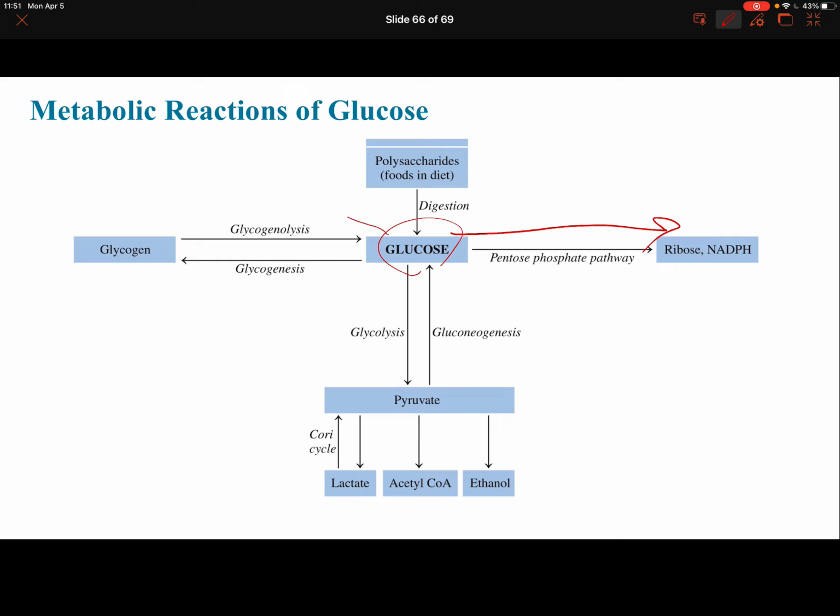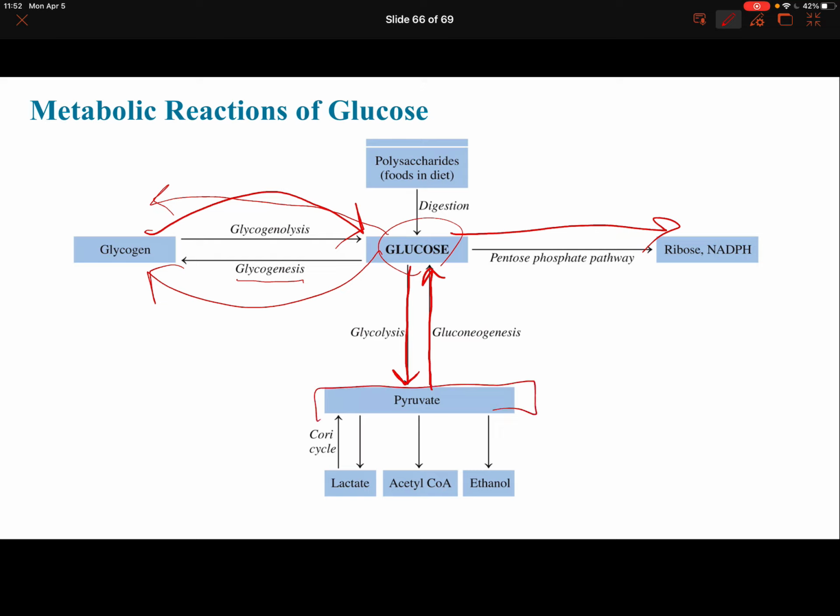We can make glycogen via glycogenesis. I should have drawn my arrow like this. And then we can break it down via glycogenolysis. We can break down glucose for energy into pyruvate via glycolysis, but we can also, from pyruvate, make glucose via gluconeogenesis.